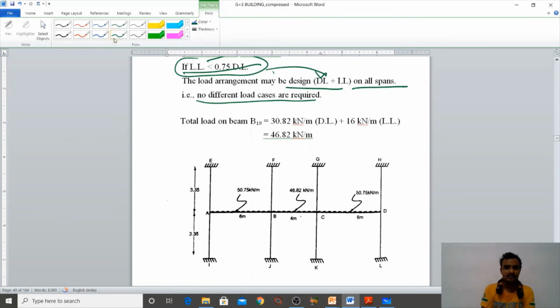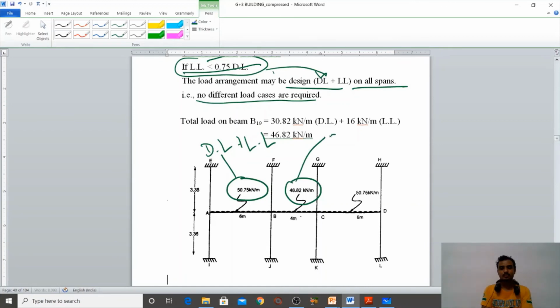So on span AB, 15.75 kilonewton per meter, this is dead load plus live load. Then 46.82 is dead load plus live load, and 50.75 is the same dead load plus live load. So the 50.75 UDL is applied on beam A and B. The 46.82 kilonewton per meter load is applied on beams B and C, and the 50.75 kilonewton per meter load is applied on C and D.